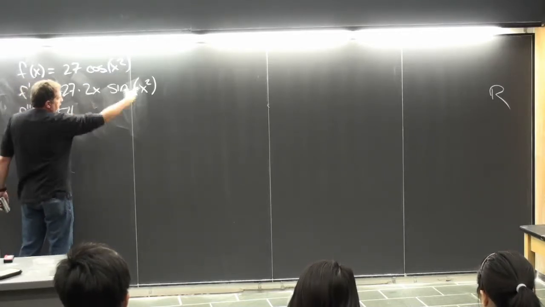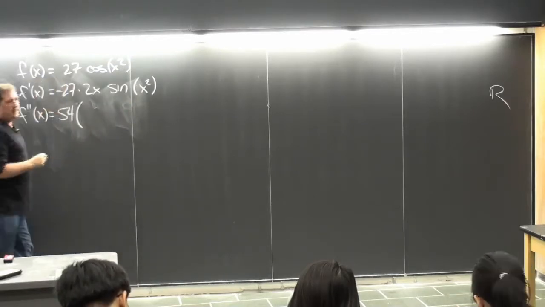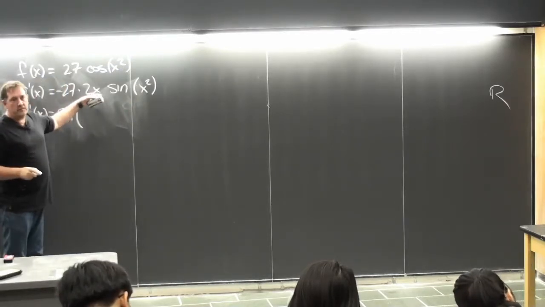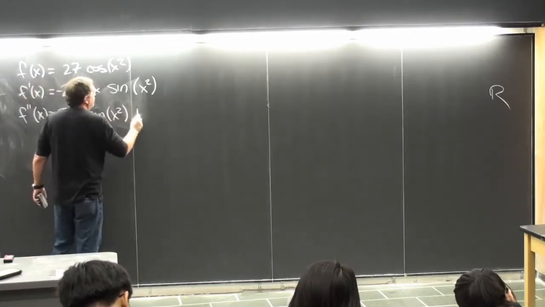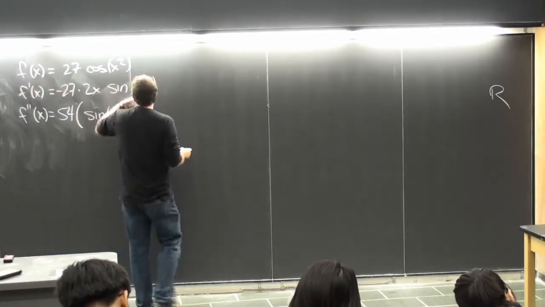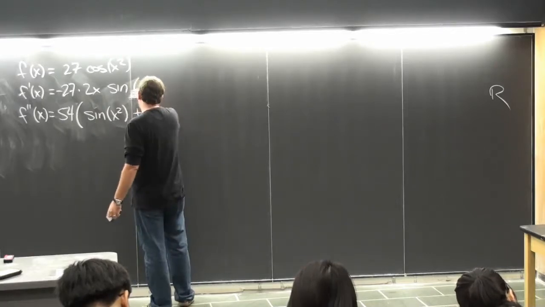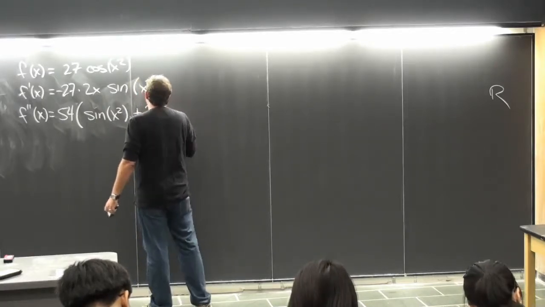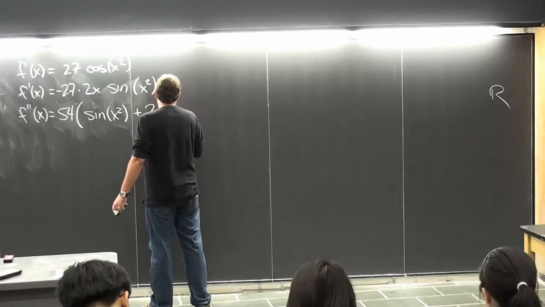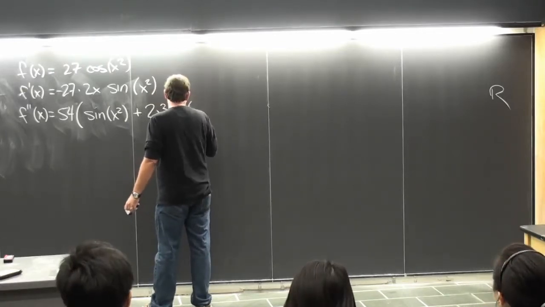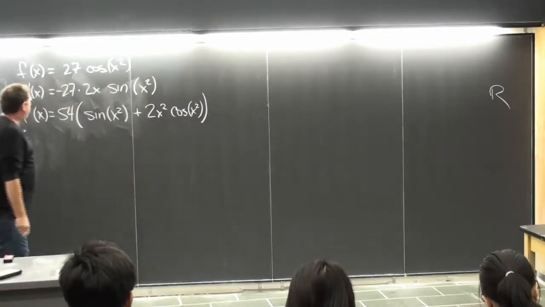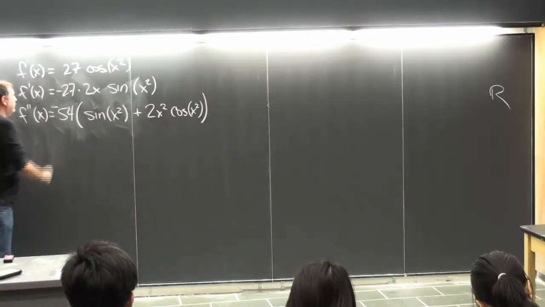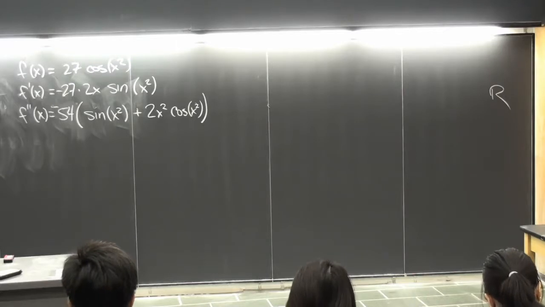And now I want to take the derivative of x sine x squared. So I use the product rule. The derivative of x is 1, so I have sine x squared. And now I take the derivative of this piece, gives me x times 2x times the cosine of x squared. There's a negative sign that I lost. Doesn't matter because I'm taking an absolute value.